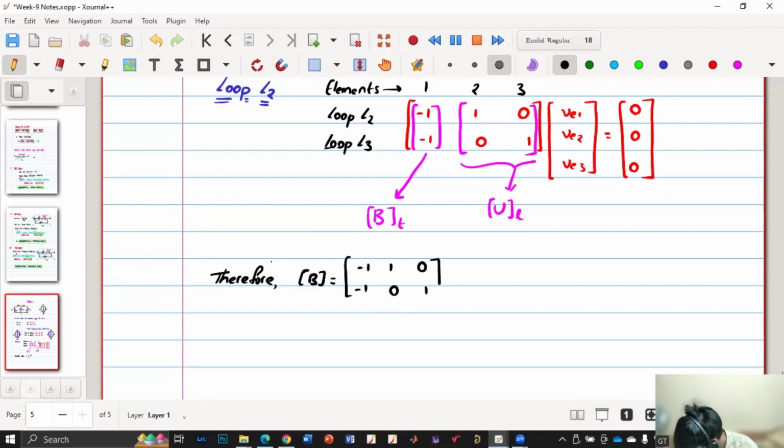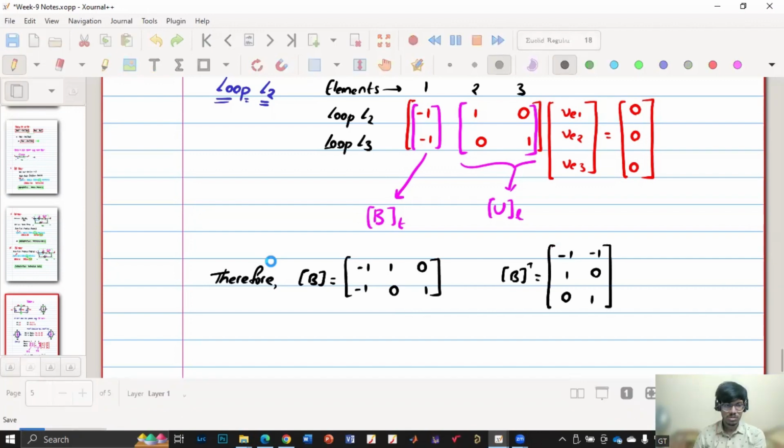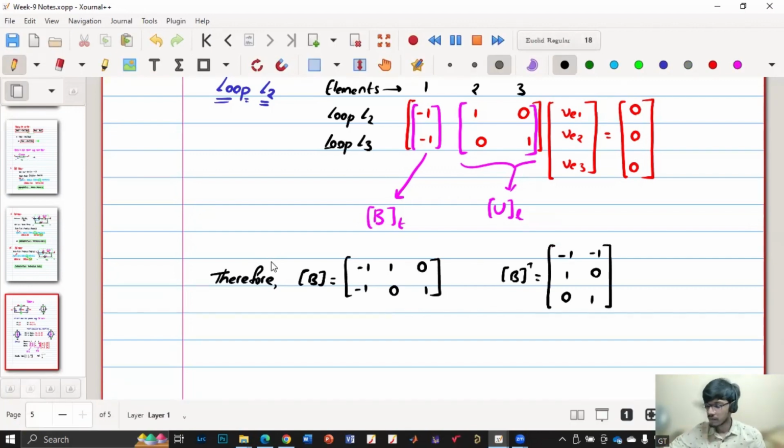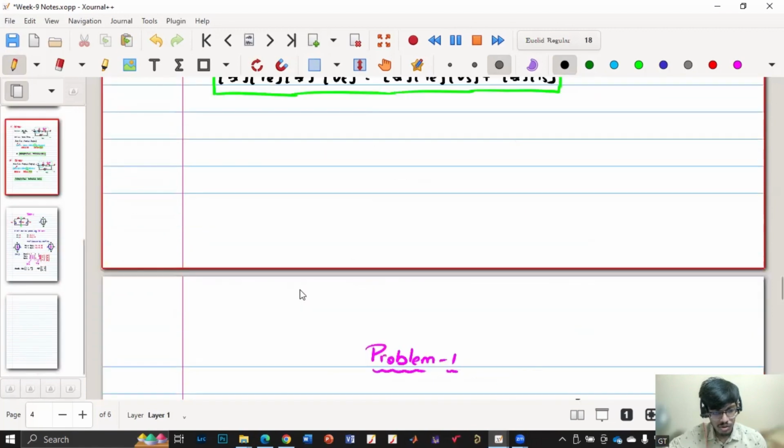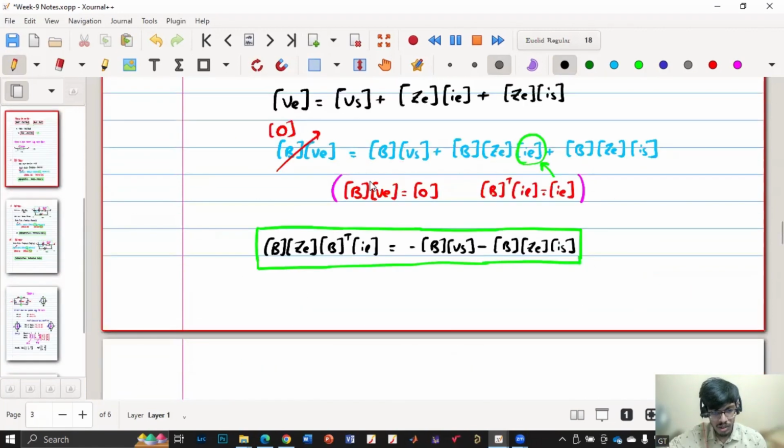And similarly, if you write the B transpose, rows will become columns. So the rows are -1, 1, 0, -1, 1, 0, and here -1, 0, 1, -1, 0, 1. So this is our B transpose. So first we have obtained the B as well as B transpose, and using this we'll solve the network. So first we'll go to the B matrix equation.